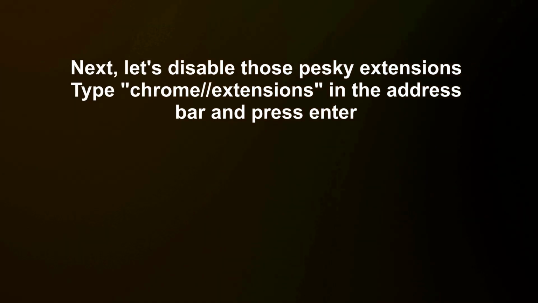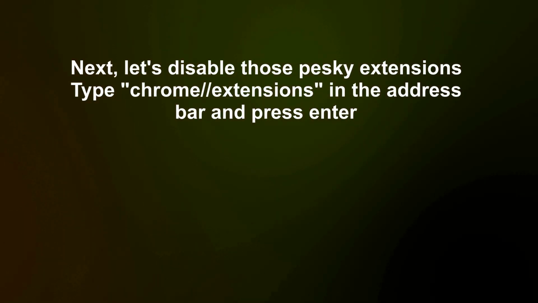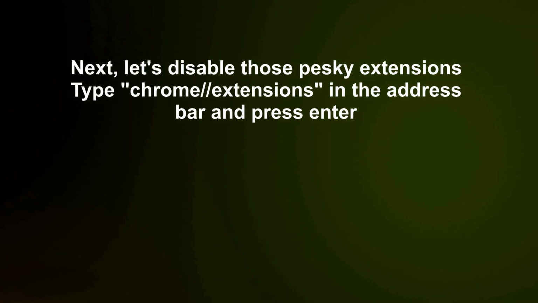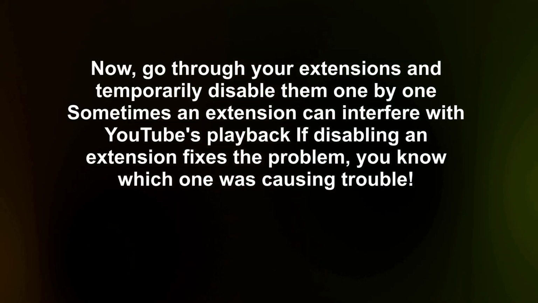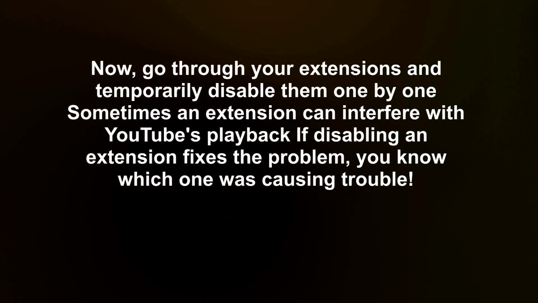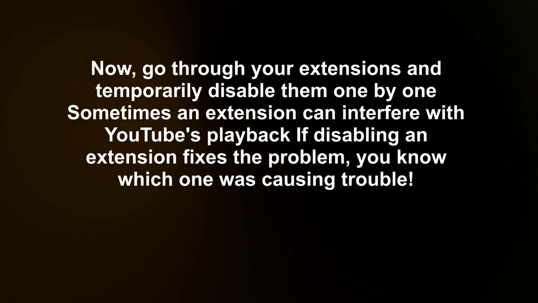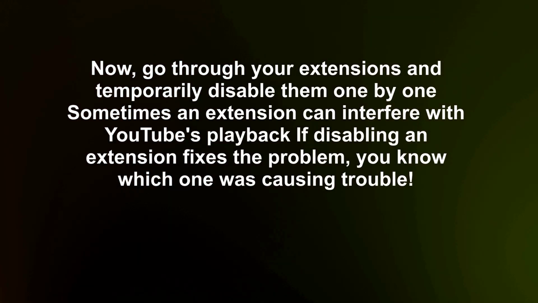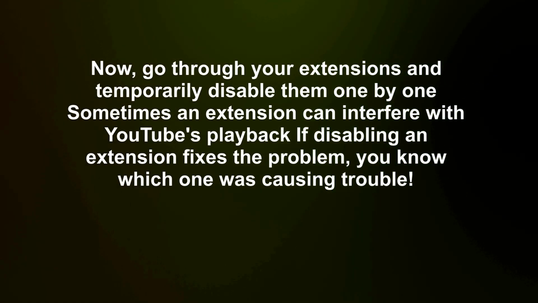Next, let's disable those pesky extensions. Type chrome://extensions in the address bar and press Enter. Now, go through your extensions and temporarily disable them one by one. Sometimes an extension can interfere with YouTube's playback. If disabling an extension fixes the problem, you know which one was causing trouble.